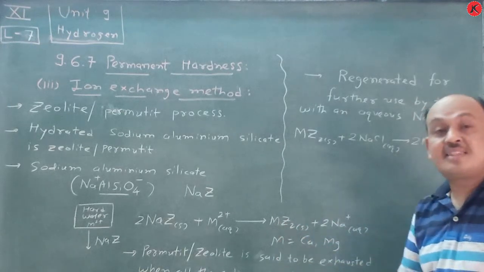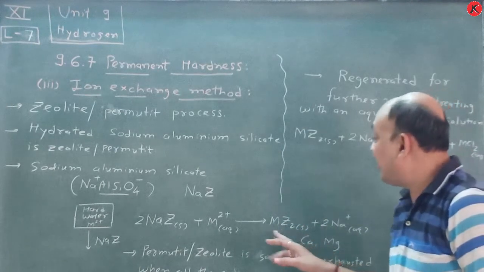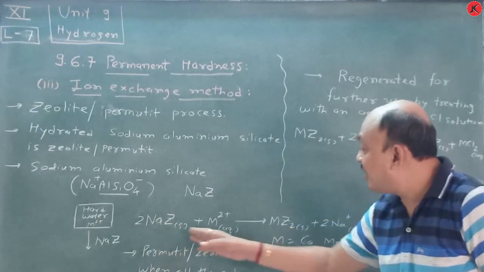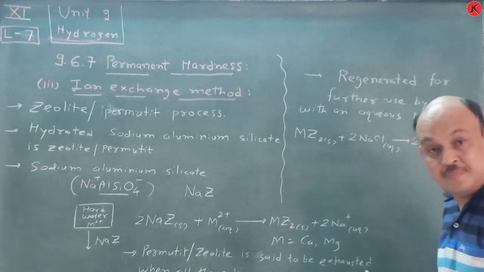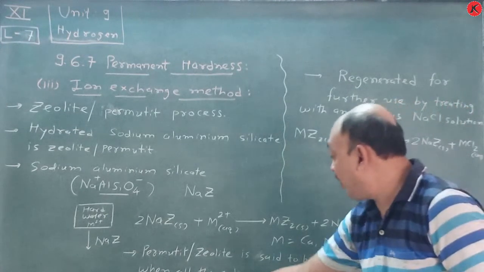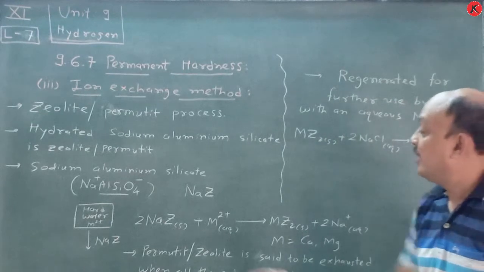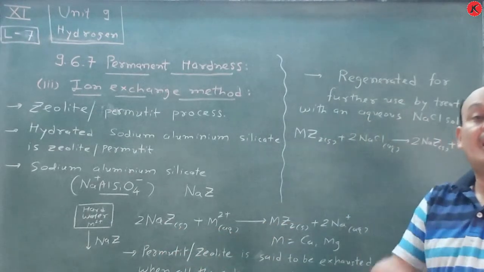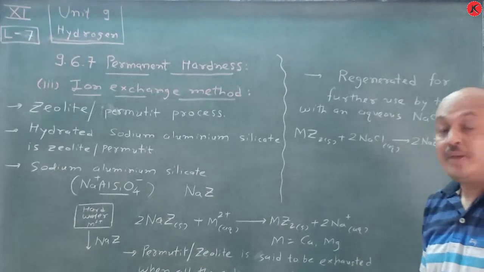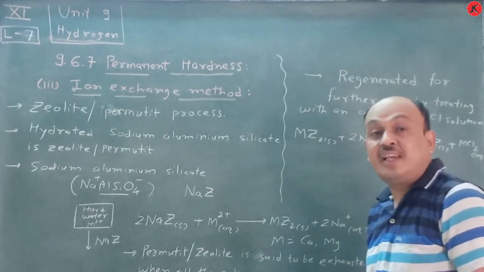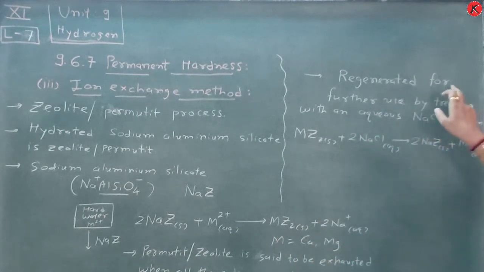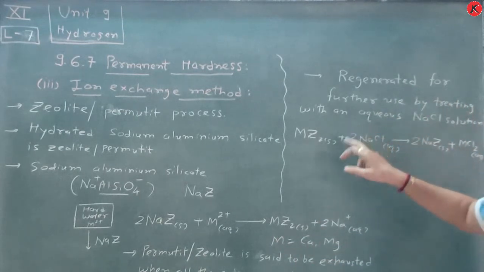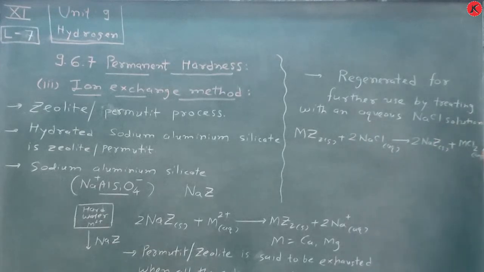The insoluble part we have to filter out. But this NaZ is continuously used, so the permutit zeolite is said to be exhausted when all the sodium in it is used up. Then how do we get sodium again? We regenerate this NaZ for further use by treating it with an aqueous NaCl solution, or brine.